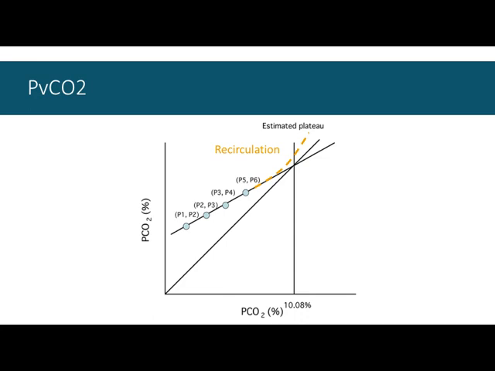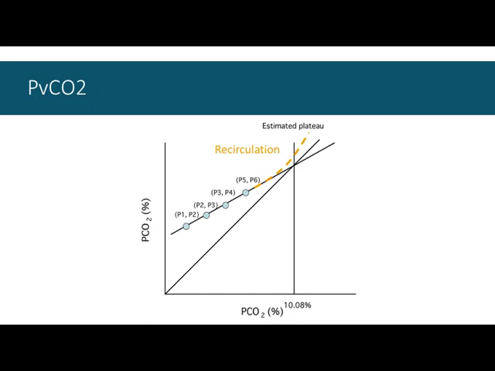The equilibrium is between venous CO2 and what was the other value? The equilibrium is between venous CO2 and then CO2 in the lungs. Okay. So alveolar CO2, end-tidal CO2.